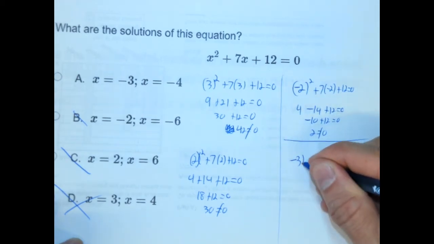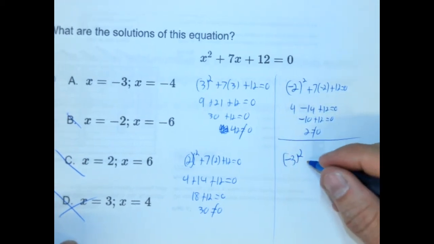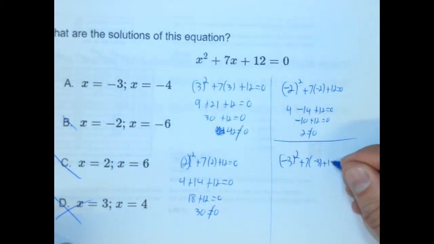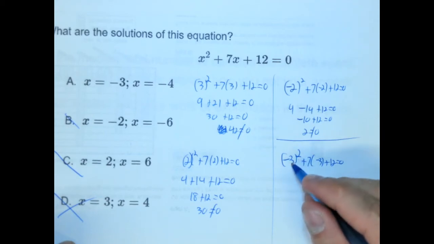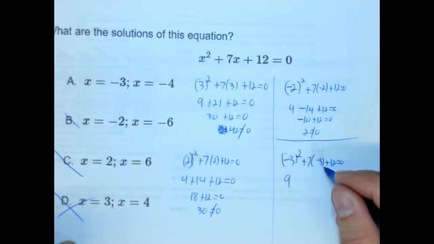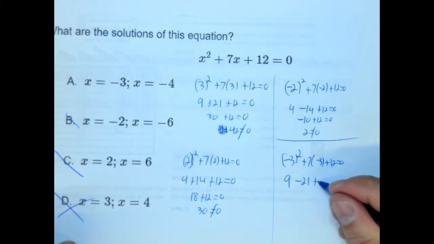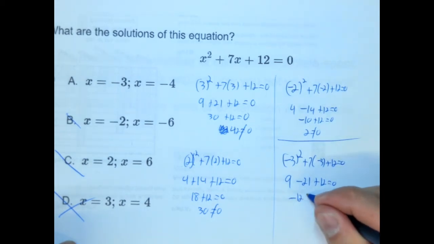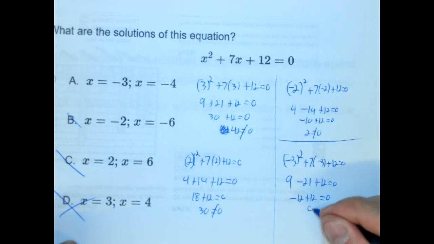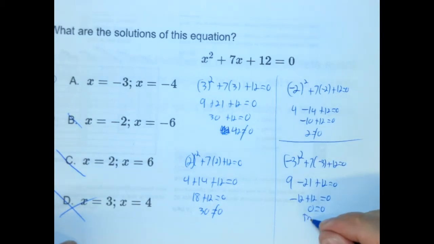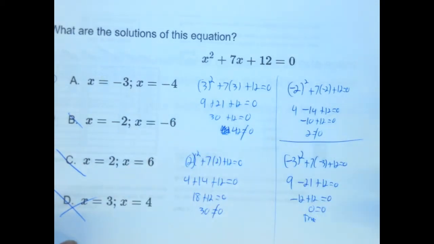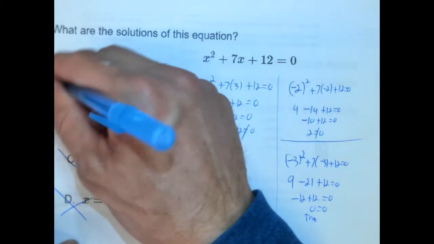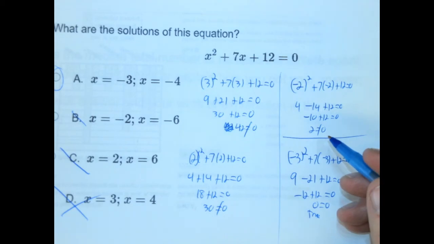Negative 3 squared plus 7 times negative 3 plus 12 equals 0. Negative 3 squared is 9. 7 times negative 3 is negative 21. Plus 12 equals 0. 9 take away 21 is negative 12, and negative 12 plus 12 is 0. So 0 equals 0. That's true. And negative 4, just take my word for it, works. We can do it, but there's no need to. It's A.